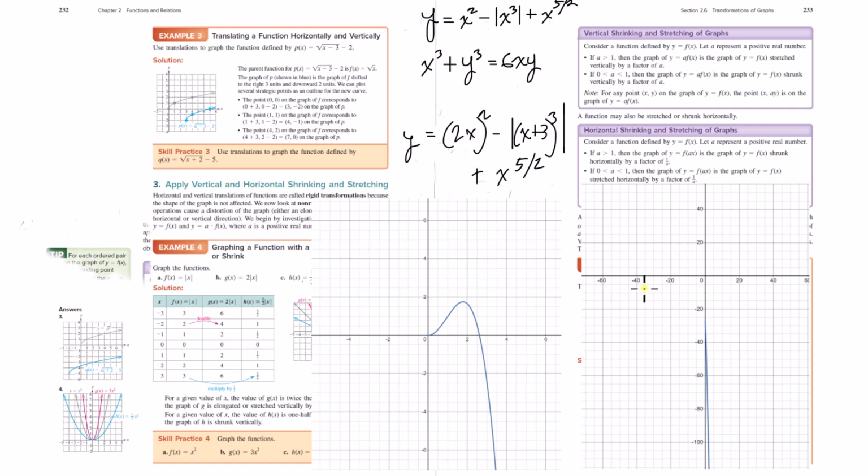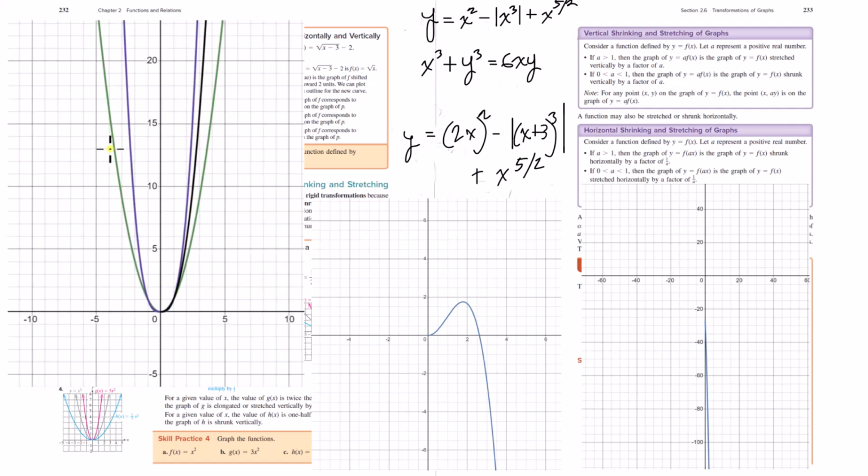You can see I'm zoomed out a good bit. Here we're zoomed in. This is between minus 4 and 6. Here this is really zoomed out. So this is the graph. So what happened? Okay, here the green is x squared, the purple is absolute value of x cubed, and the black is x to the 5/2. Because the black is undefined for x less than 0, this sum here is undefined for x less than 0 as well. So let's just look at the positive x-axis.